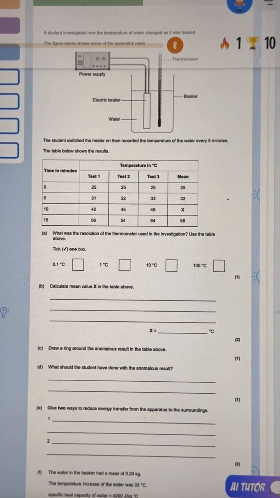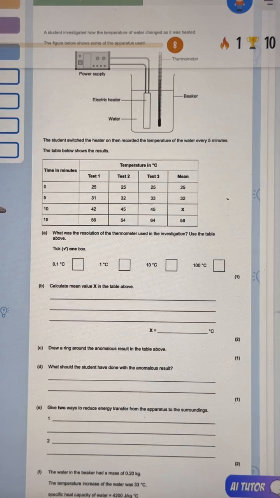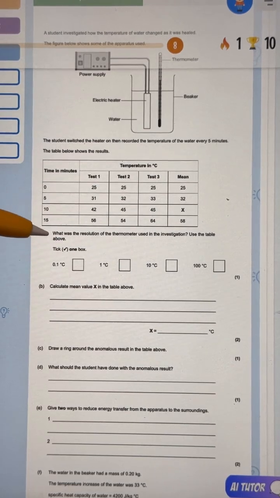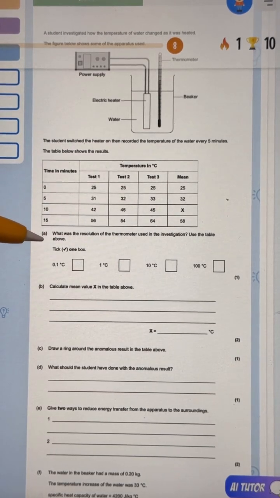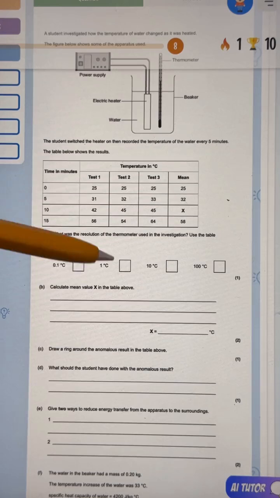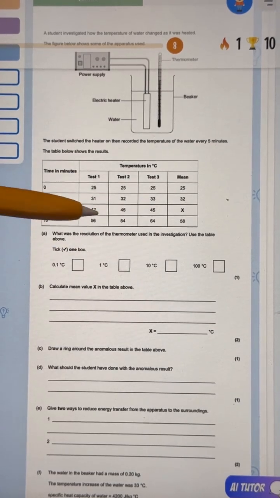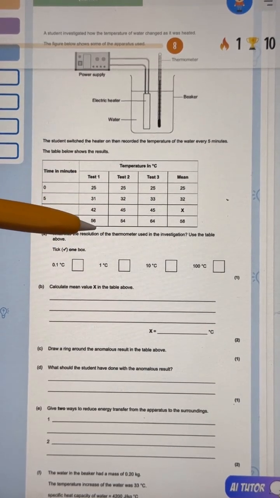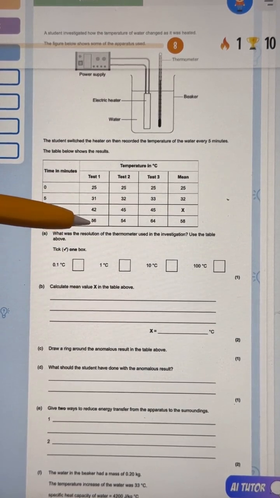So does anyone have any idea on what the precision would be, the resolution that they've mentioned? What would the resolution of this thermometer be? So resolution often refers to how accurately the measurement is being given to. So like how accurate you can measure based on the equipment that's given.